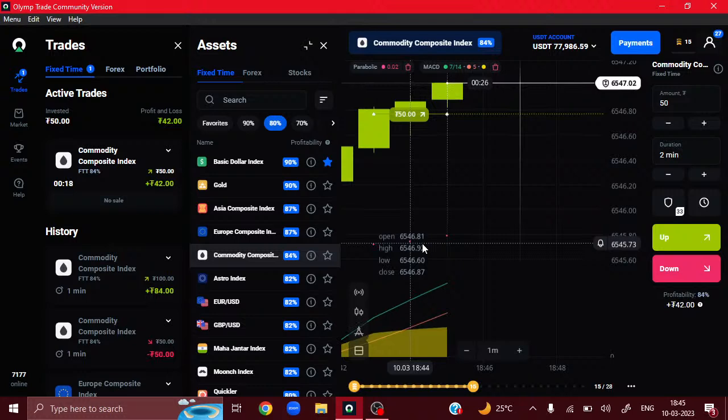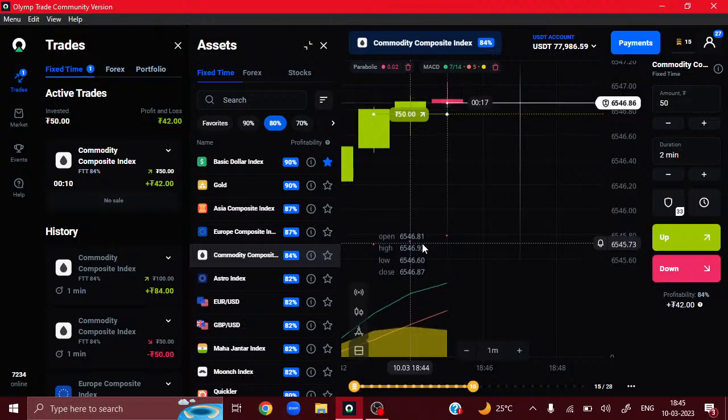You just have to stick to the rules. Like you have to make the trade as soon as the parabolic dot is shifting, on the very first or the second dot maybe. Trade duration can be 1 or 2 minutes.